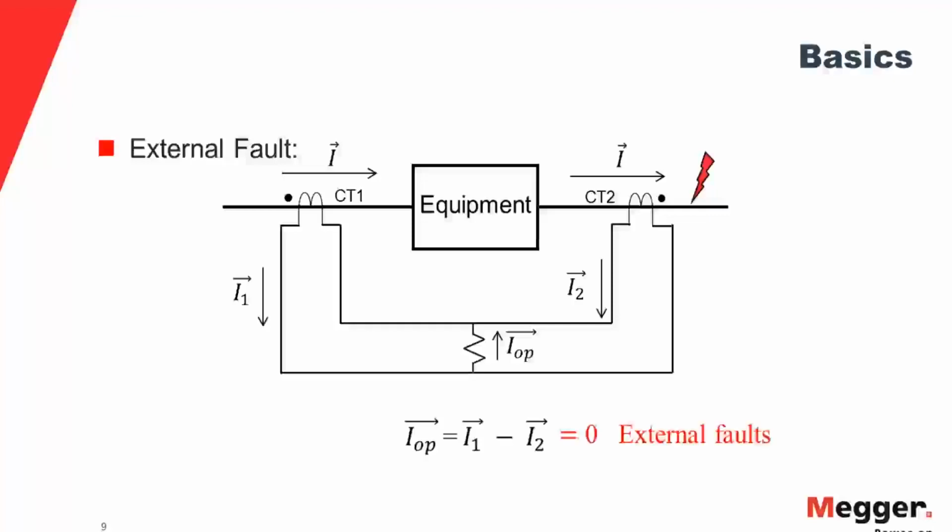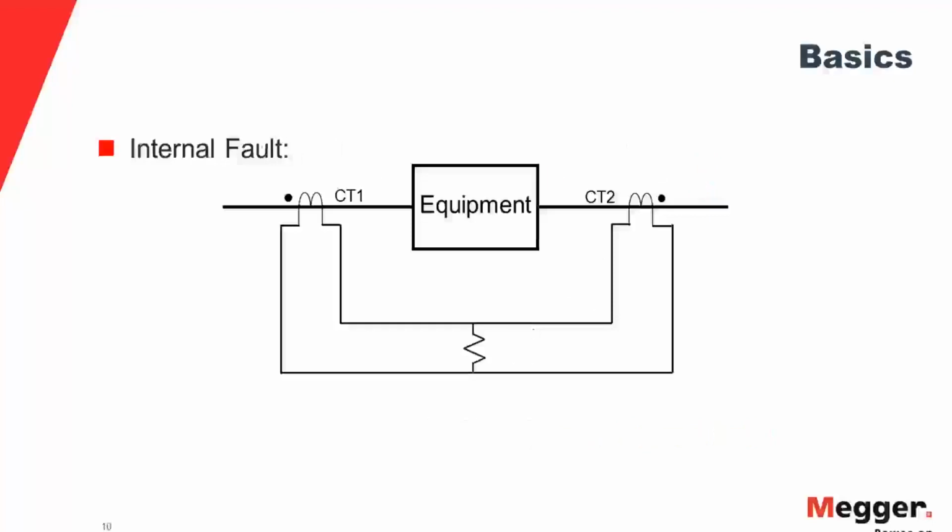So the directionality of I1 and I2 will not change, and the current through the IOP will still be the difference between I1 and I2, which will be 0. So for an external fault or for a normal operating condition, the current through the IOP, the operating coil, will be 0. What happens if there is an internal fault in the system?